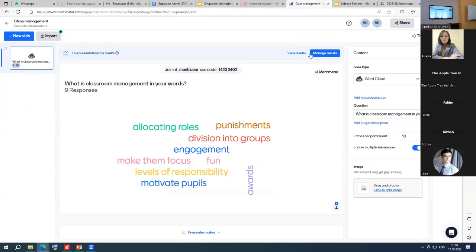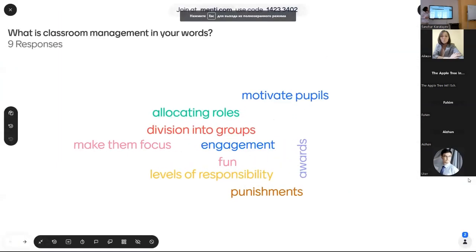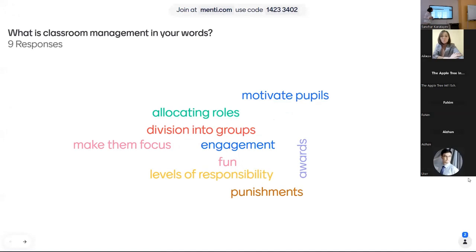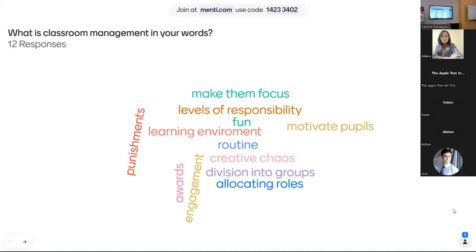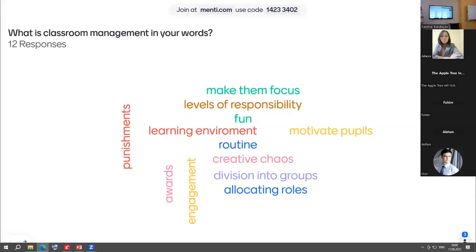Okay, yes, so we can see your ideas: allocating roles, division into groups. I like that. So engagement, fun, rewards. Okay, levels of responsibility. I like that. Okay. Focus, motivate. Yes, a motivation system is very important. Yes, punishments as well.